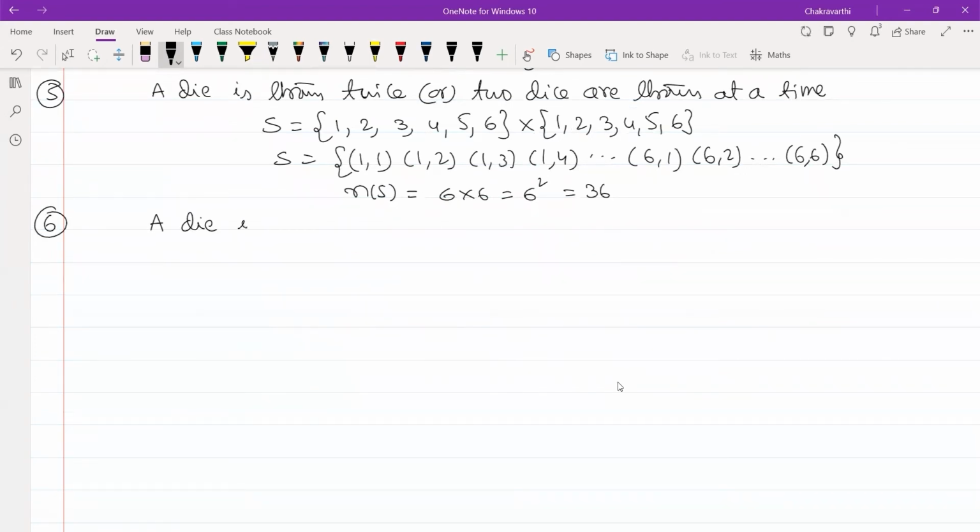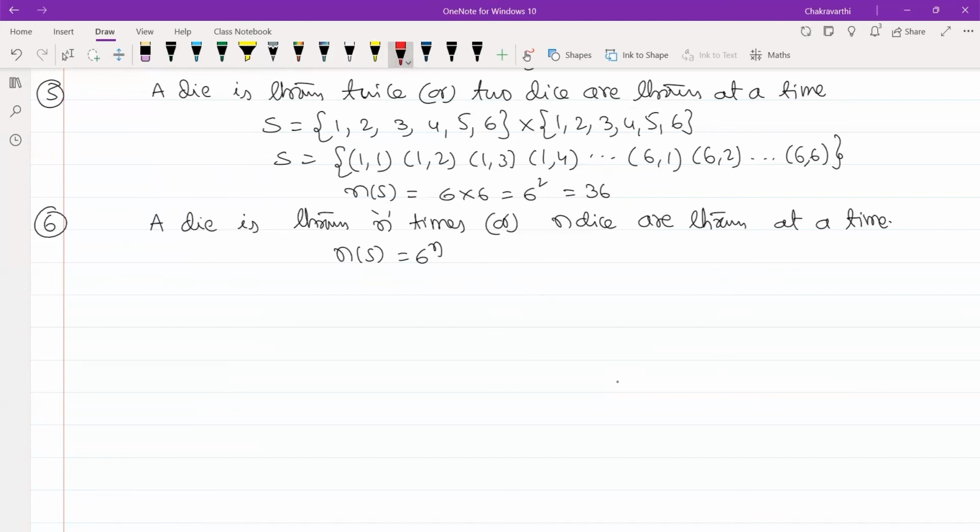In general, a die is thrown n times, or n dice are thrown at a time. N of S is equal to 6 power n. Now 6 is what here? The outcomes of the random experiment. Here n is the number of dice.